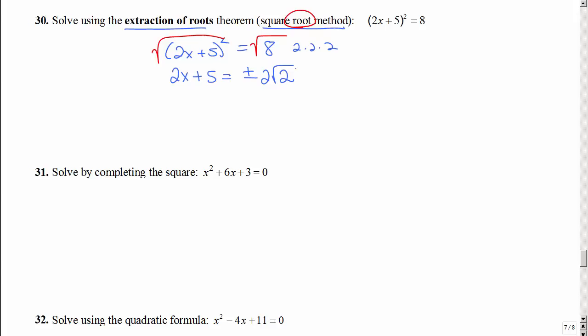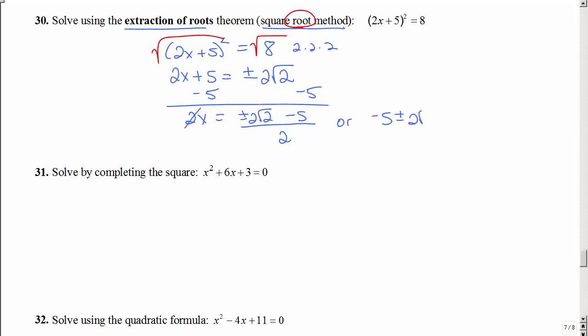Now how do we solve for x? We're just going to subtract 5 from both sides, and then we're going to divide by 2. And you can leave your answer like that. You cannot reduce that at all. That's it. A lot of teachers might prefer you to write it in this format, but both are correct.